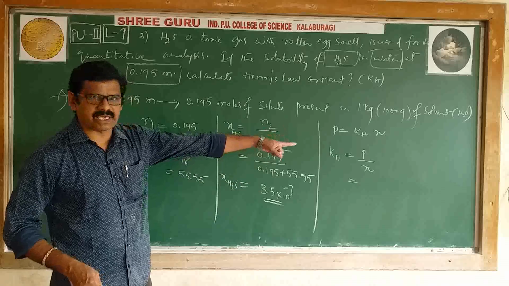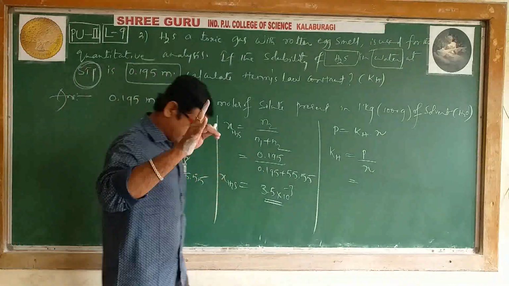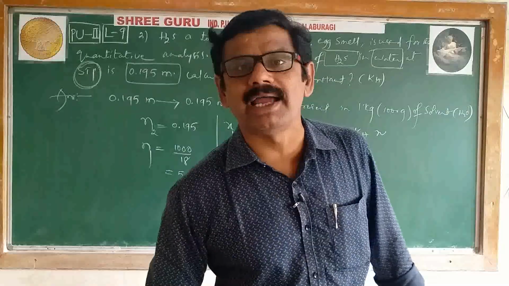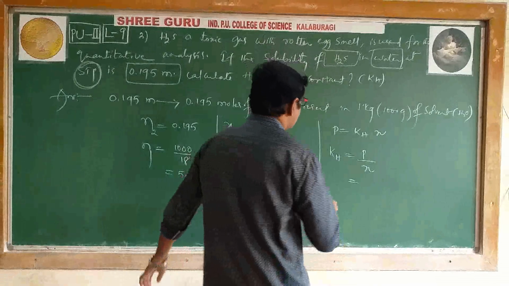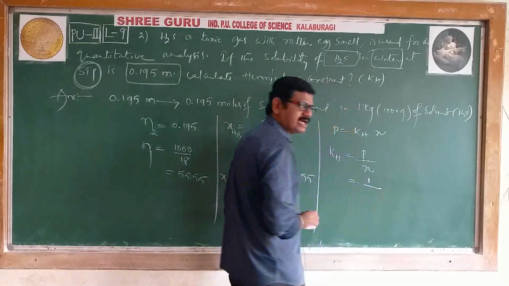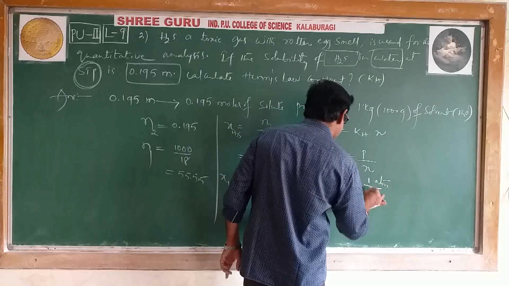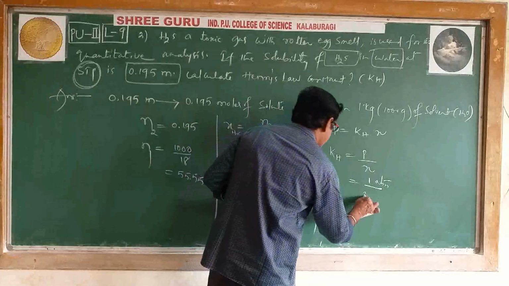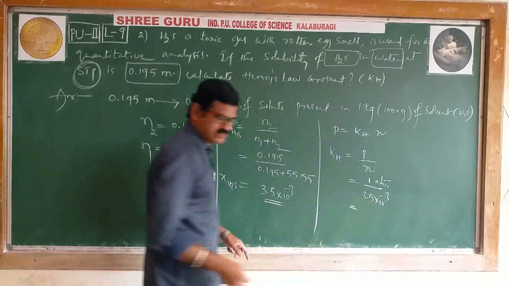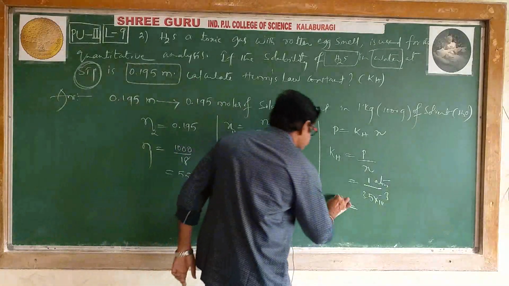Now our target is P. P, the hint given is STP, standard pressure. Standard pressure is nothing but 1 atmosphere. 1 atmosphere is equal to 0.987 bar. We can take atmosphere or bar, doesn't matter. I am taking 1 atmosphere divided by X value 3.5 into 10 to the power of minus 3. Again, if you simplify, you will get 285.7.